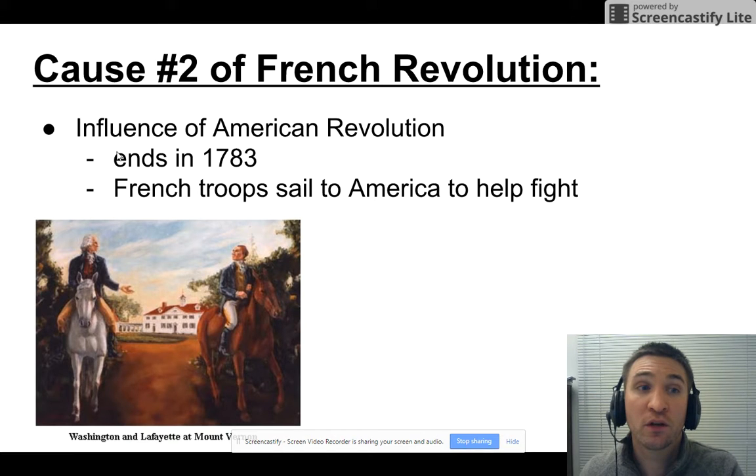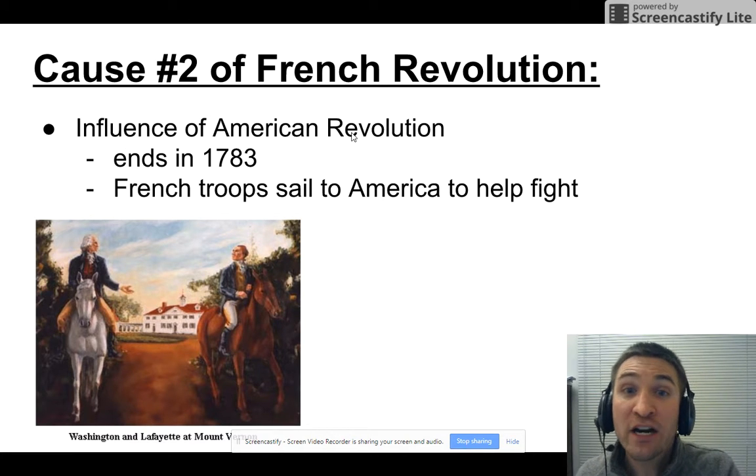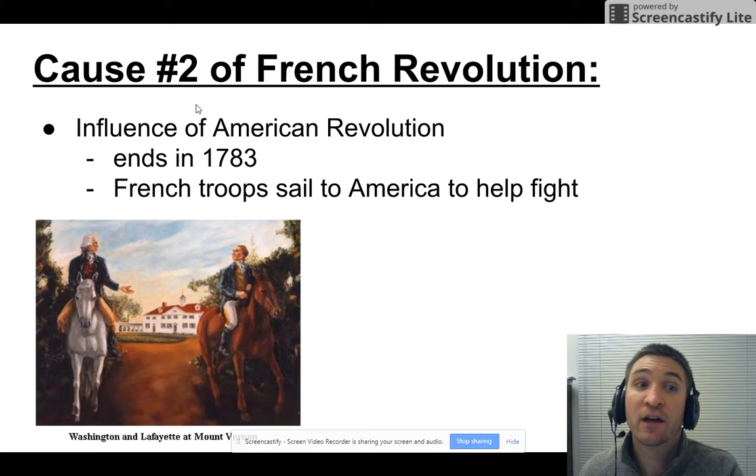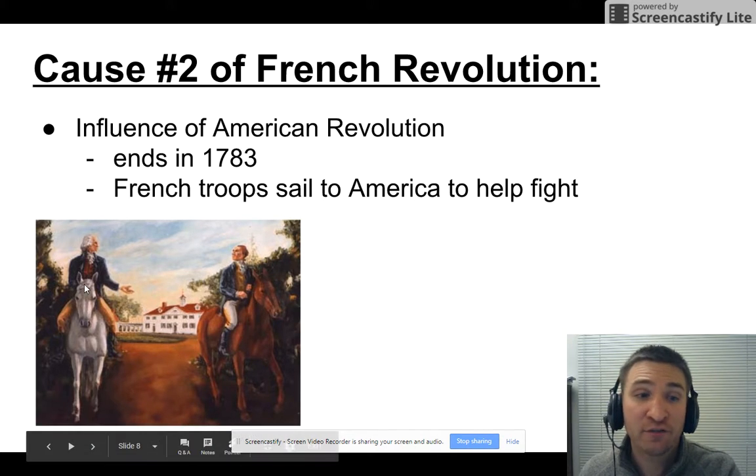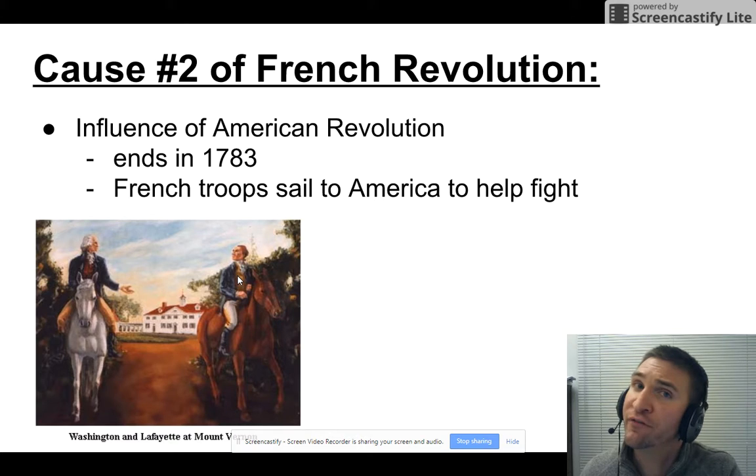Cause number 2, the influence of the American Revolution. Please put this down in your bullet point. The American Revolution ends in 1783, and French troops sail to America to help fight. Here's a painting of George Washington, and here's a painting of Lafayette. He was a French general who became very friendly with the founding fathers. And here he is at the home of George Washington, Mount Vernon, Virginia.